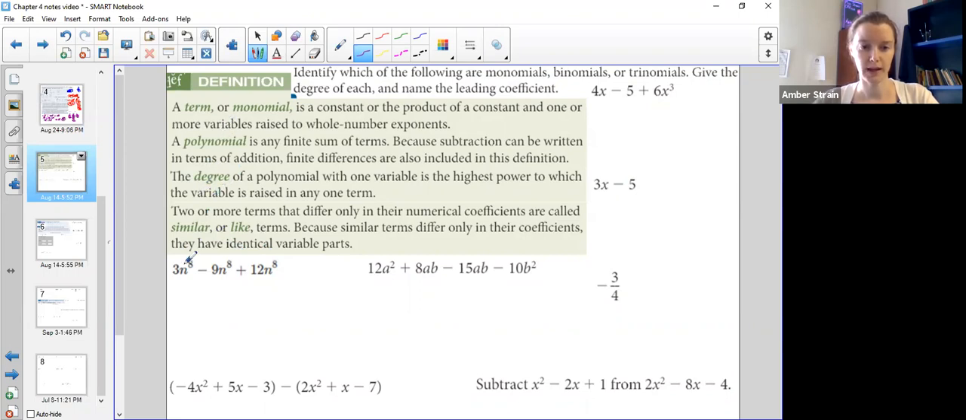We have some special names for polynomials with 1, 2, or 3 terms. 1, of course, is a monomial. 2 is a binomial, and then 3 is a trinomial. If they have any more than 3 terms, we just call them a generic polynomial. There are no more special names. So in this right here, we have, of course, a trinomial.